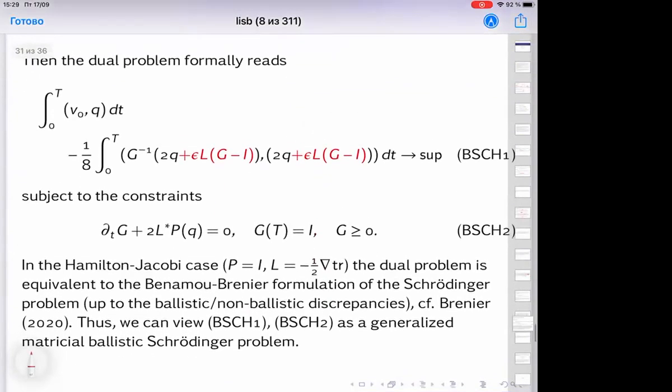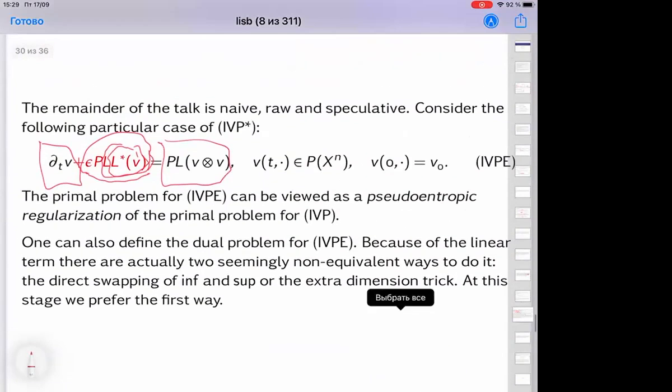Because if you start from the Hamilton-Jacobi, so you have particular values of P and L. Then the dual problem. Let me go back. Let me first do the formalism and then explain why it's a Schrodinger problem. This is covered by our formalism. That's why I could define the dual problem in this Brenier way, right? And there are actually two ways to do it. One is to use this extra dimension trick. And the other is to do this direct swapping of inf and sup and do the calculations.